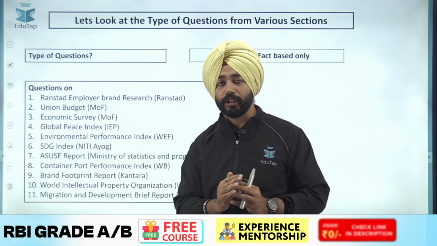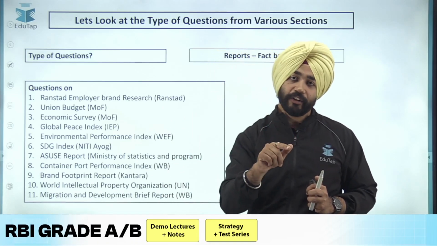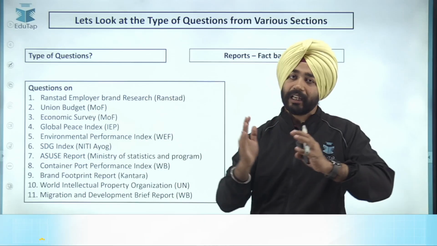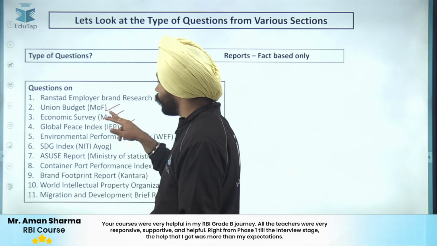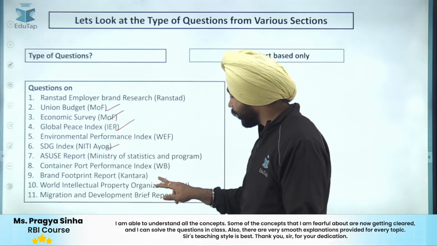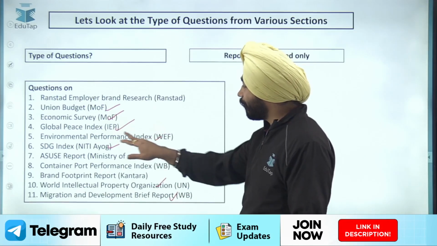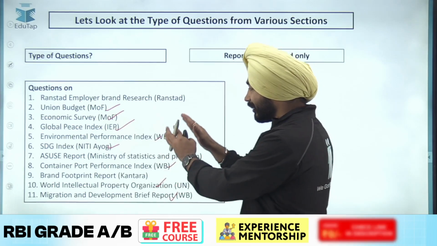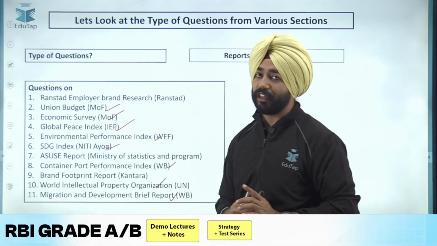Which part of reports? We should start with those reports which are inclined towards both phase 1 and phase 2, because the RBI annual report and the report on currency and finance are also covered with RBI, but they have to be focused on. Then we can see the major reports like Global Peace Index, Economic Survey, Union Budget, Sustainable Development Goal Index that has been asked. Then we have World Intellectual Property Organization. We have the Migration and Development Report of World Bank being asked. Environmental performance of World Economic Forum has been asked, which means majorly they are asking questions from those reports which are again inclined towards both phase 1 and phase 2.